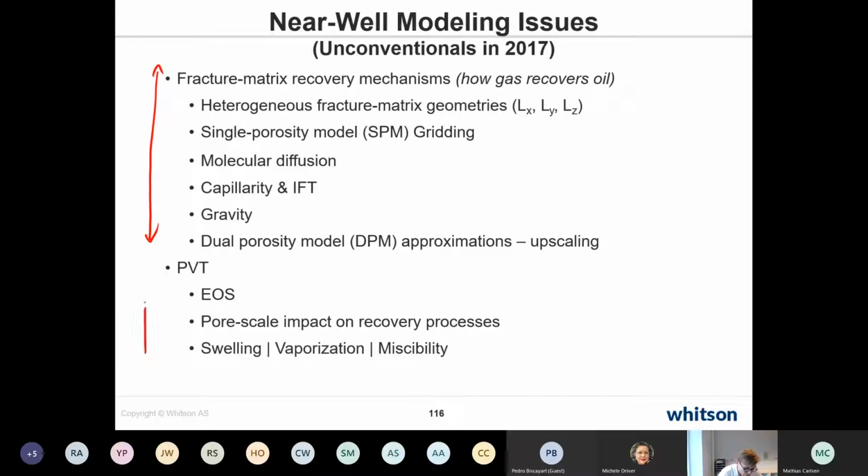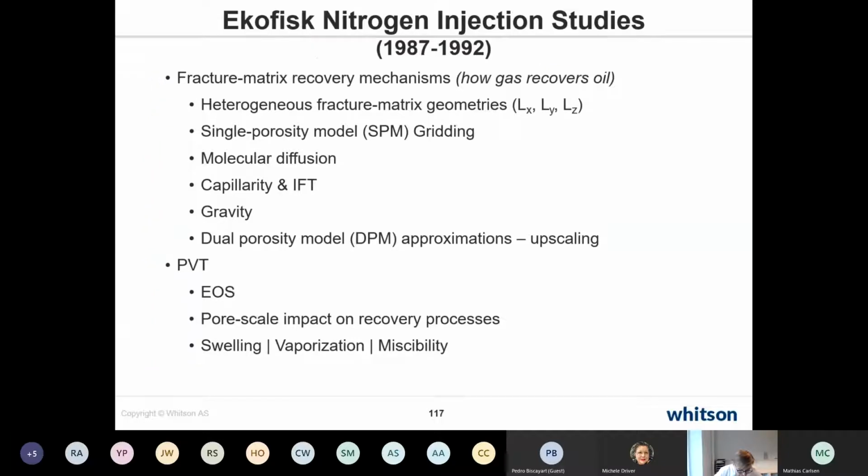What's interesting, though, is that all the different things that we need to study and understand in terms of physics, in terms of modeling, in terms of evaluation in 2017. So this slide was actually made in 2017 for an SPE forum, but it is the same today. It is exactly the same things that we had to understand back in the late 80s, when ConocoPhillips and Petrofina did nitrogen gas injection studies for the Ekofisk field in the North Sea.